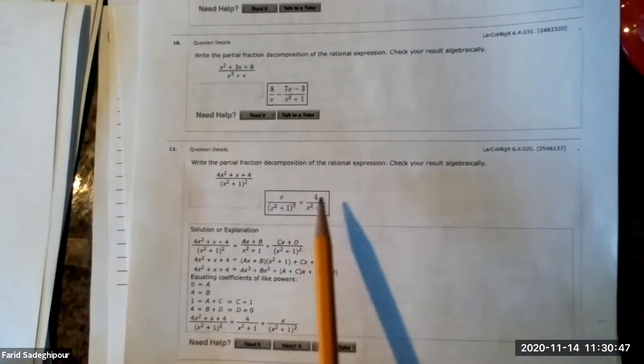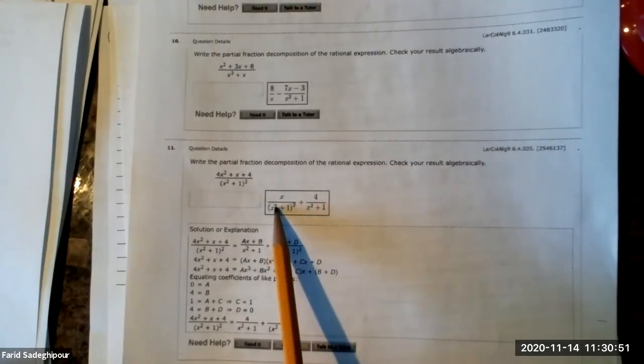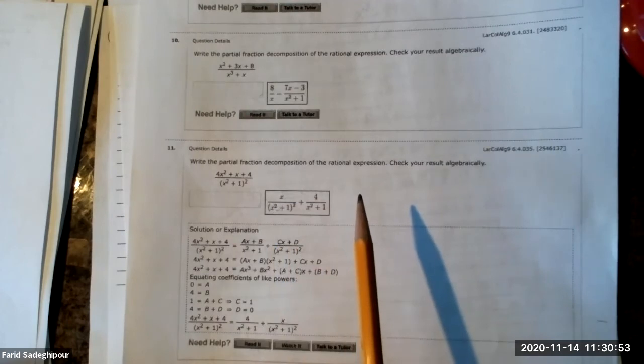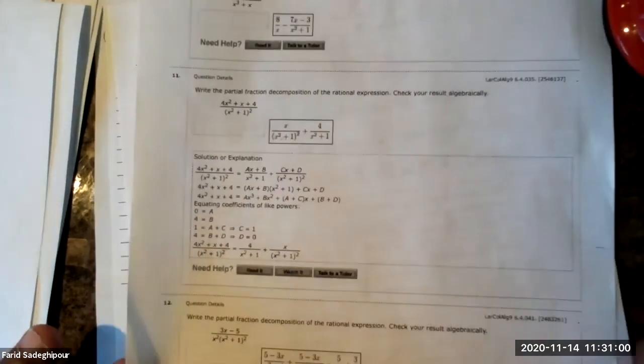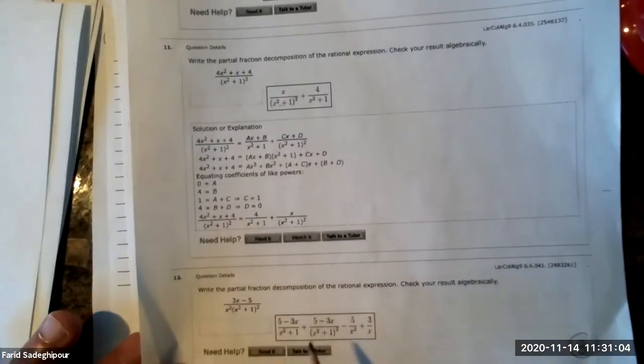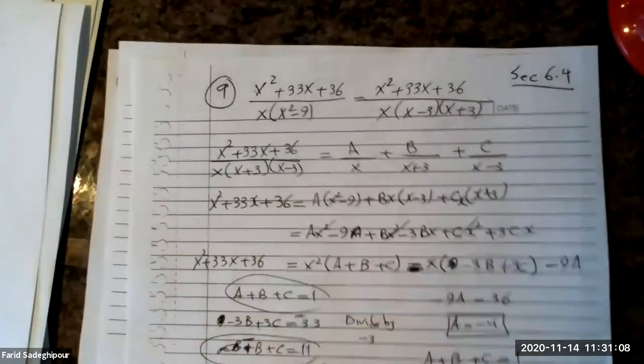Like in this example here, the power of x is 1. So this should be 2. Here. One, two, 1, 2, and so on. Okay. So that would be the end of this section 6.4.